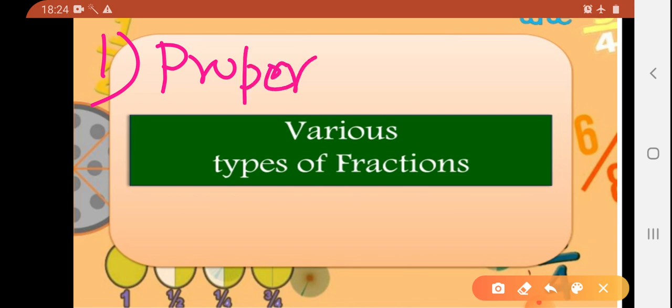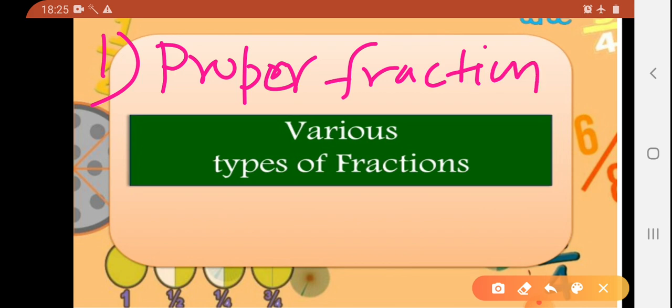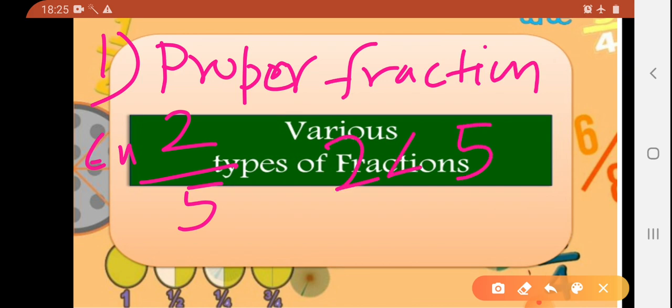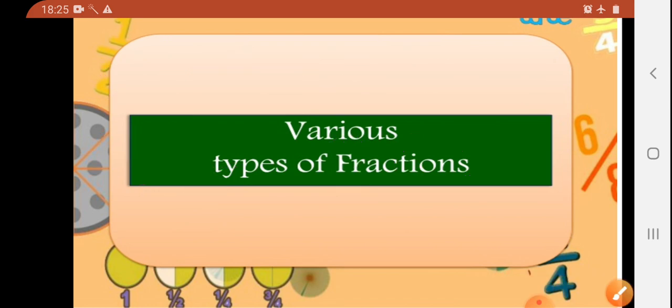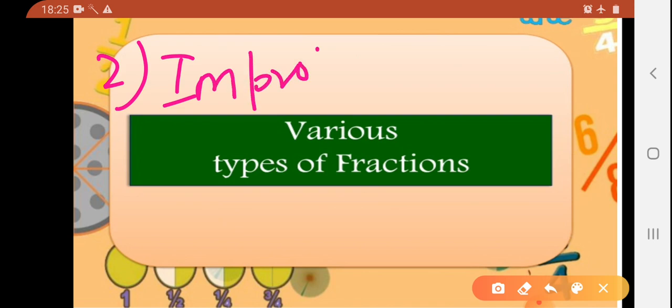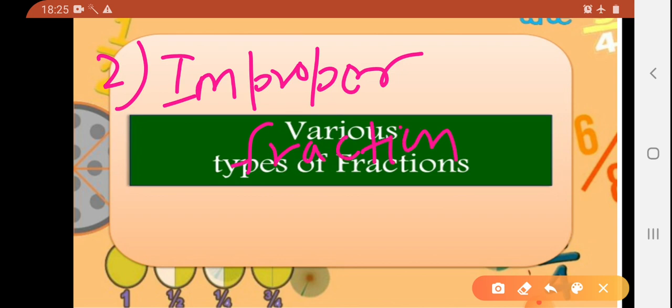Examples of proper fractions: 2 by 3, where the denominator is greater than the numerator. That will be a proper fraction. An improper fraction is one where the numerator is greater than the denominator.